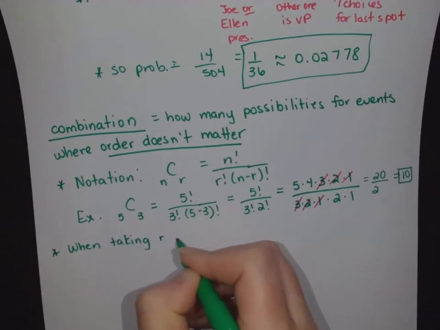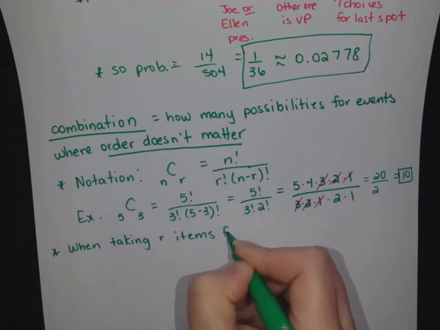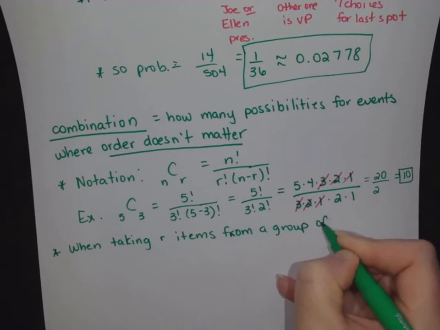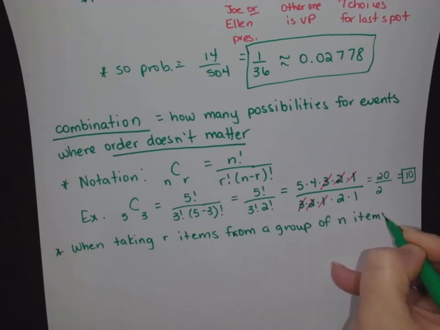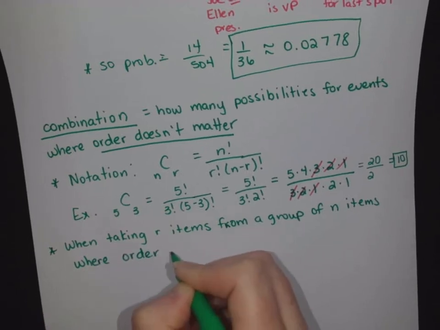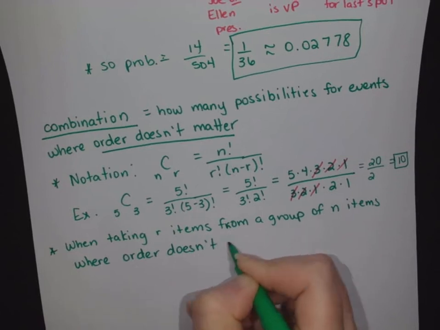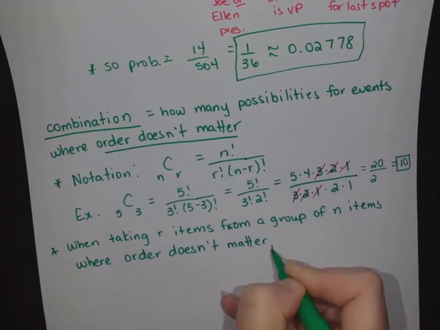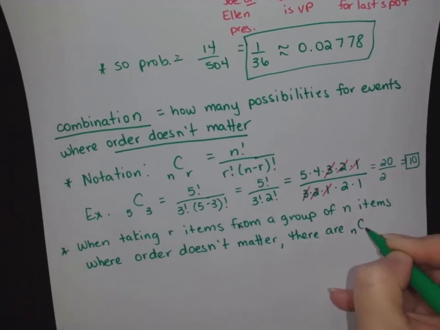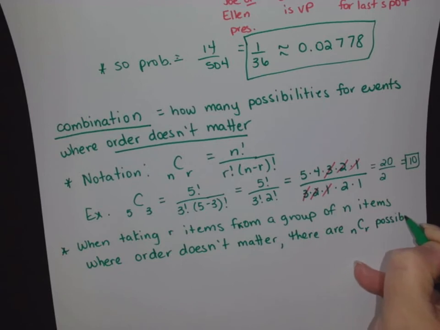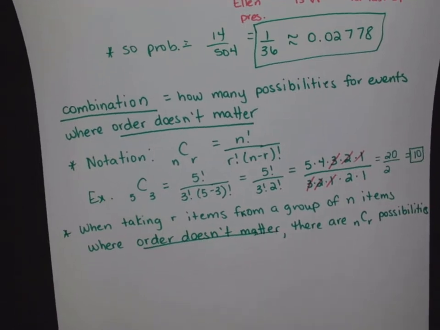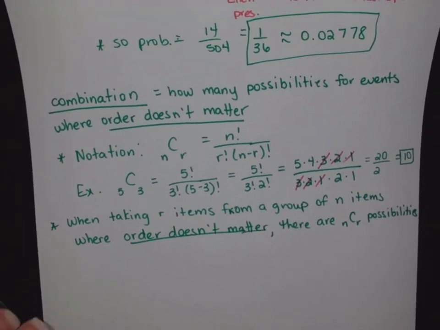So when taking r items from a group of n items where order doesn't matter, that's when you use this combination. There are n choose r possibilities. So the biggest factor that separates the two is whether order matters or not.